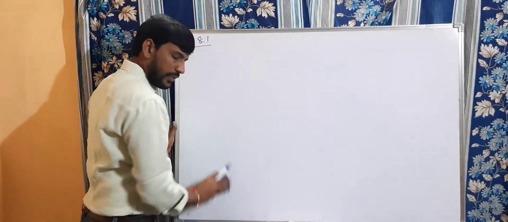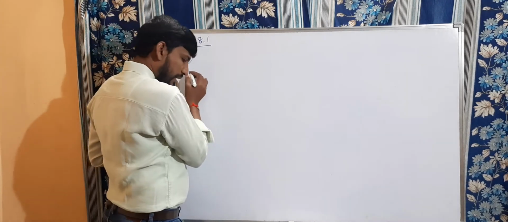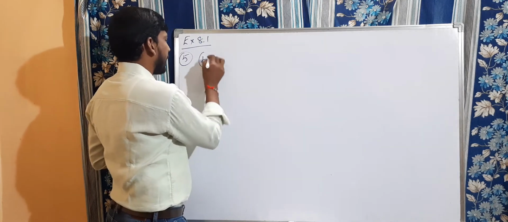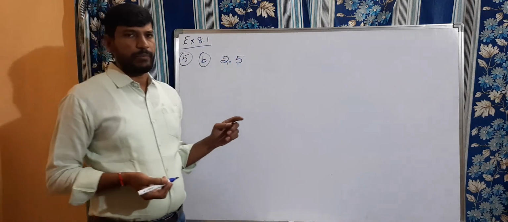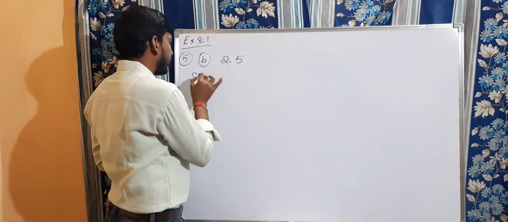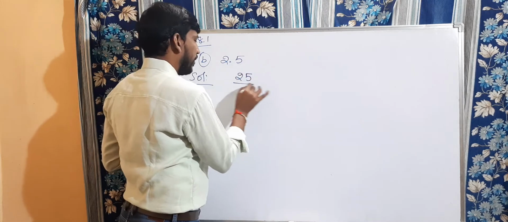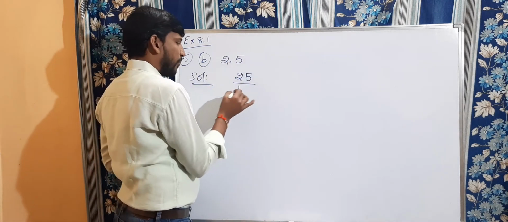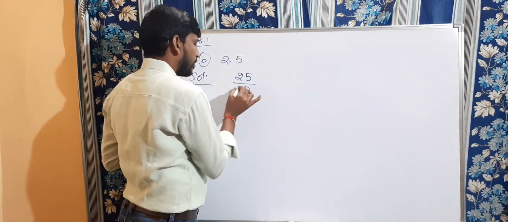Question number 5. Here, what are we going to do? Write the decimals as fractions and reduce them into lowest form. B1, I am going to write 2.5. It is a decimal number. How to convert into fraction form? First of all, write the number as 25 divided by, remove the decimal, and put 1. After the decimal, how many numbers are there? Only one value is there, so you get 0.